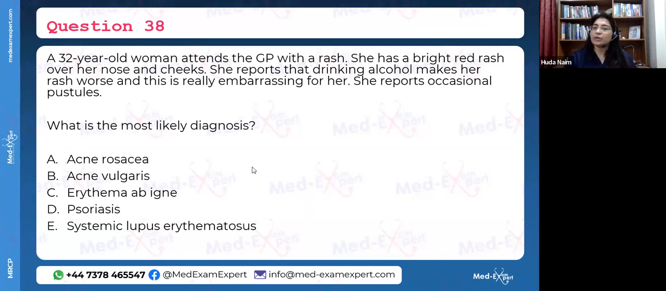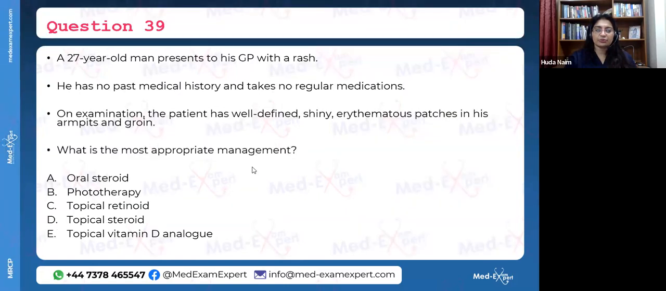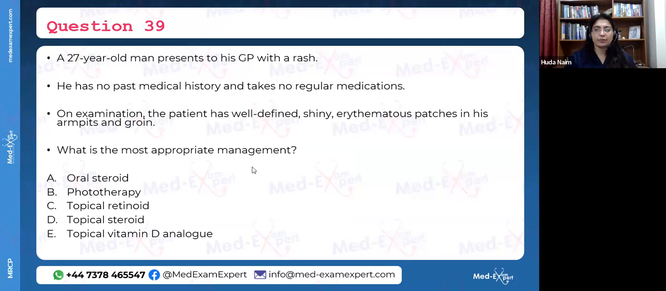And how do you treat acne rosacea? Very good. It's metronidazole. We use metronidazole to treat it. This is what it looks like. The telangiectasias and the, okay. Topical metronidazole. Very good. The next one.